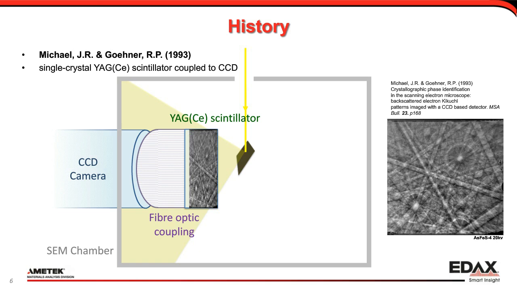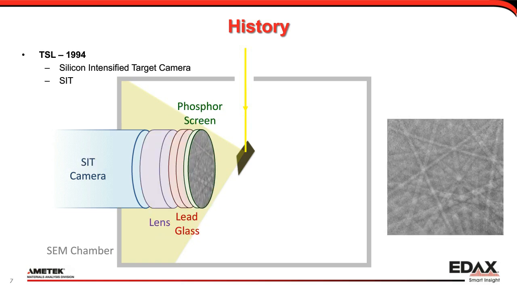And around the same time, the video cameras were replaced by SIT cameras, silicon intensified targets, to improve sensitivity and basically enable mapping. So we could get really nice EBSD patterns, and we could start scanning 2, 4, if you're lucky, 8 points a second, which was really nice to start mapping analysis and get texture information.